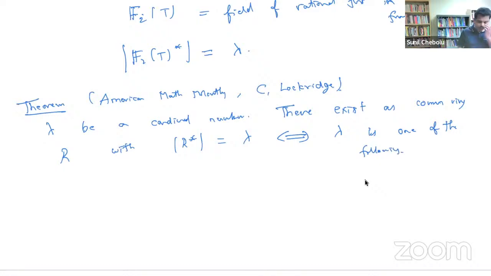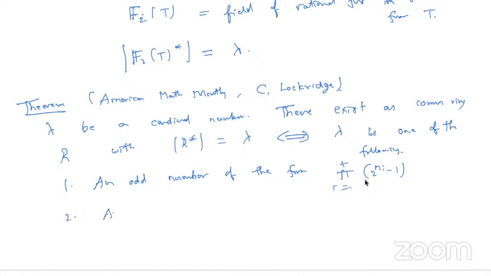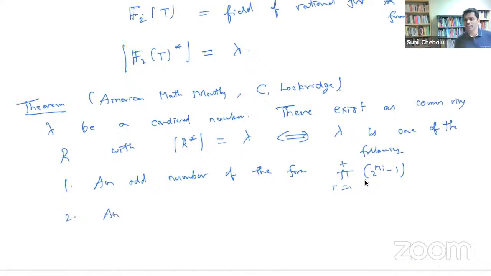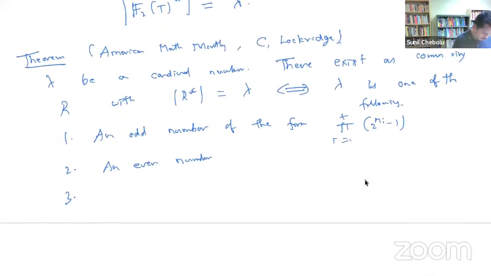Well, I just have to pack all the things I told you. So one, any odd number of the form product of 1 less than powers of 2, some finitely many. Two, any even number. So there are no restrictions on even numbers. All even numbers were realizable. We already gave any even number. And three, any infinite cardinal.